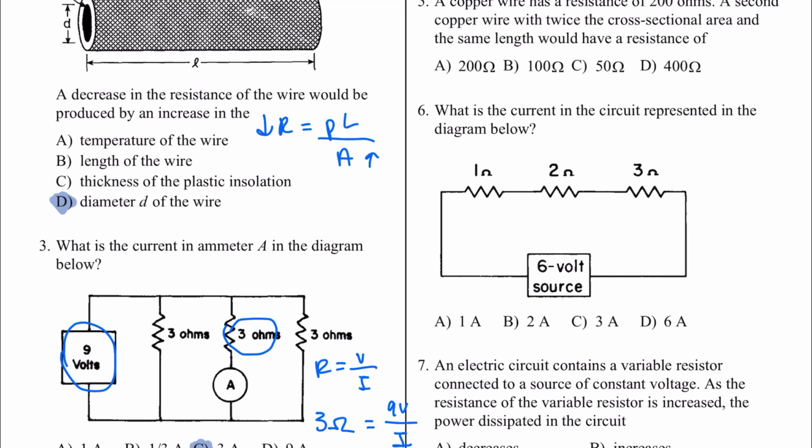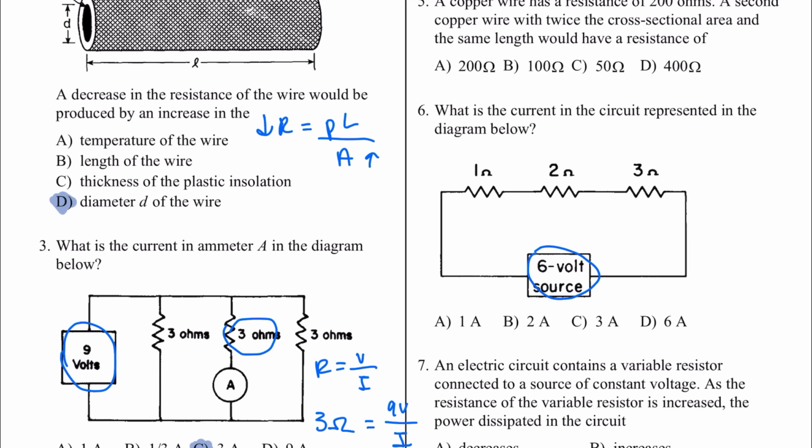Now I want to skip to question 6. What is the current in the circuit represented in the diagram below? So now this is a simple series circuit. We need to find the current of the whole circuit here. We know that voltage is 6, but we don't know the resistance yet because we have 3 resistors, but we don't have the total resistance.